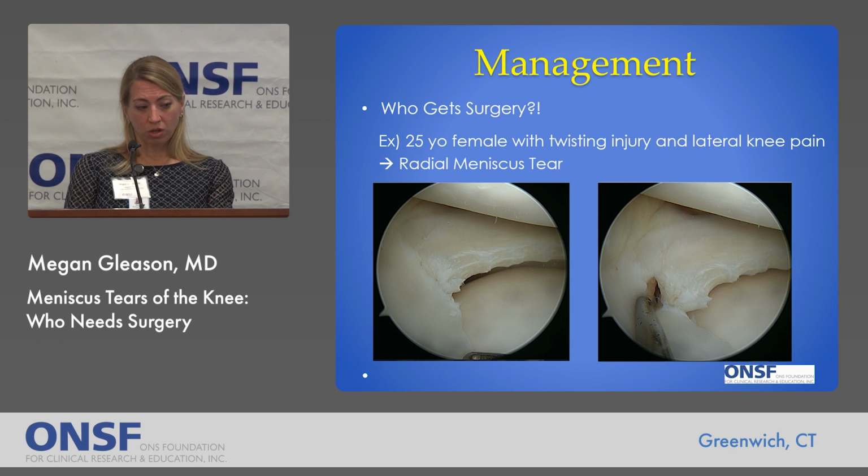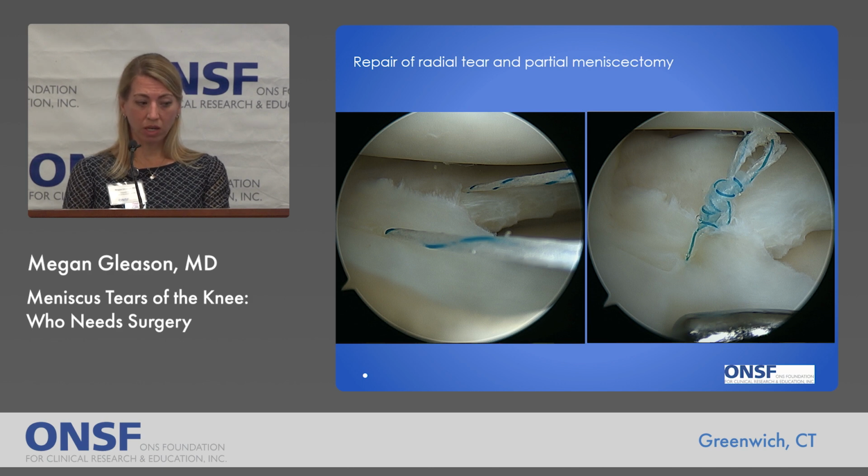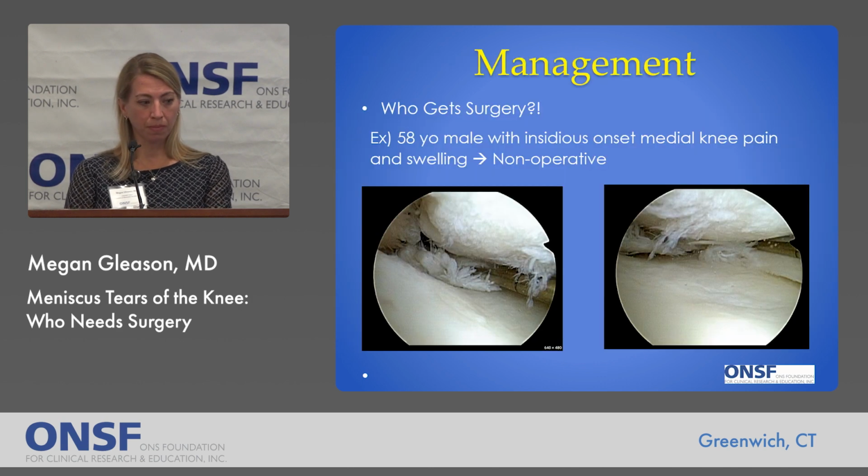25-year-old female, twisting injury, lateral knee pain. This is an example of a radial tear. Same thing, we want to get in there as quickly as possible, stitch it back in, try to stabilize it so it doesn't propagate, and we don't have to take out a significant portion of the meniscus in a young person. 58-year-old male, knee pain on the medial joint line, no specific injury.